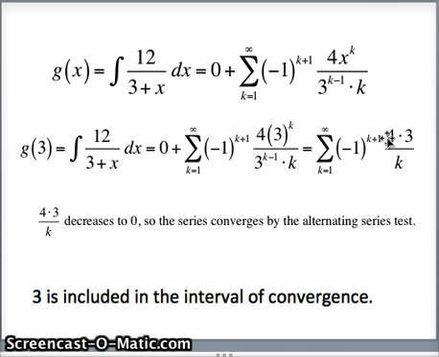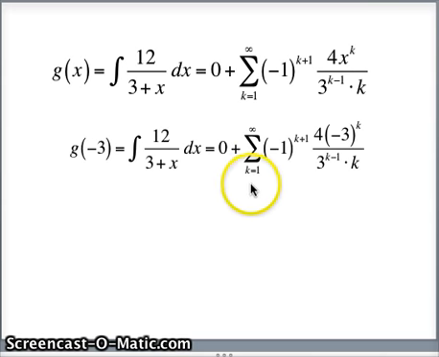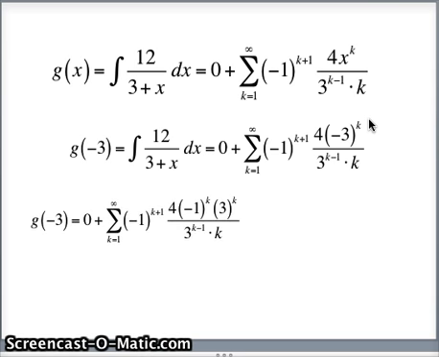So the question next is, is negative 3 included in our interval of convergence? So we're going to replace the x with negative 3 and see how that behaves. So g of negative 3 is the sum as k goes from 1 to infinity, negative 1 to the k plus 1, 4 times negative 3 to the k over 3 to the k minus 1 times k. Well, I think I want to rewrite negative 3 to the k as negative 1 to the k times 3 to the k. That will enable me to divide out the 3's, and we can think about how the negative 1's are going to behave.